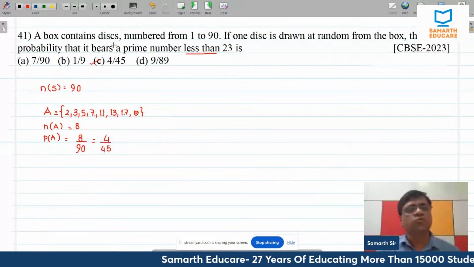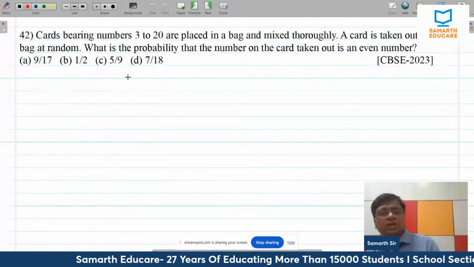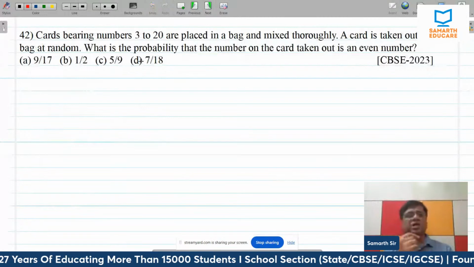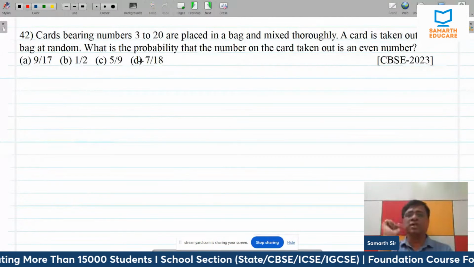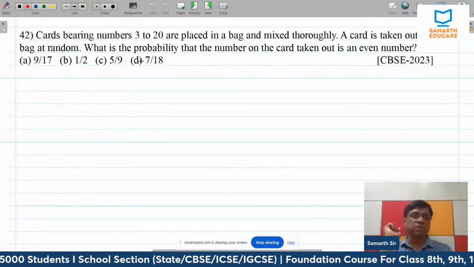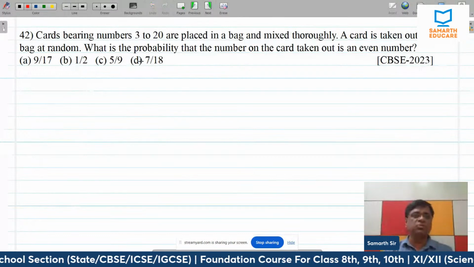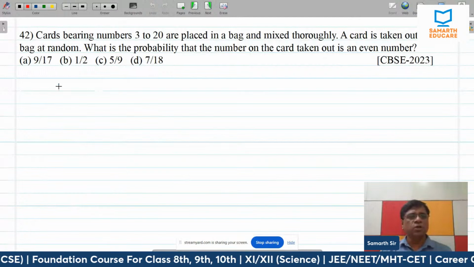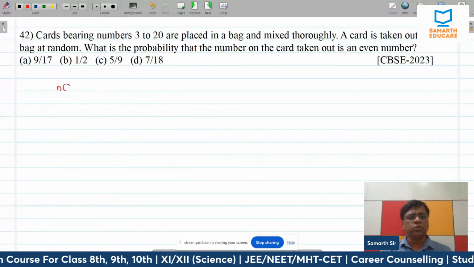42. A card bearing numbers 3 to 20 are placed in a bag and mixed thoroughly. A card is taken out at random. What is the probability that the number on the card is an even number? Now the most interesting part in this is n of S, how many cards are in our bag. I will explain this in two ways.